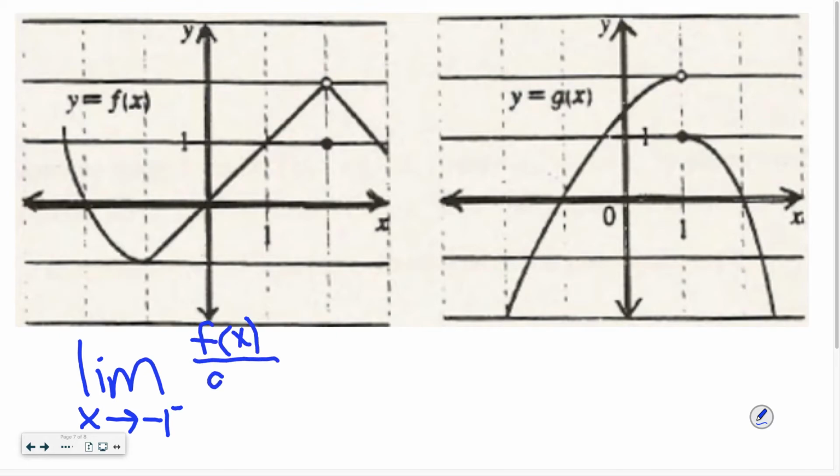All right. We are going to look at first the limit as x approaches -1 from the left of f of x over g of x. Write it down. The limit as x approaches -1 from the left of f of x over g of x.